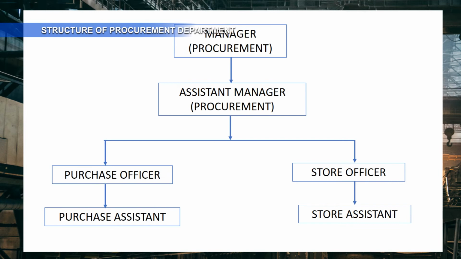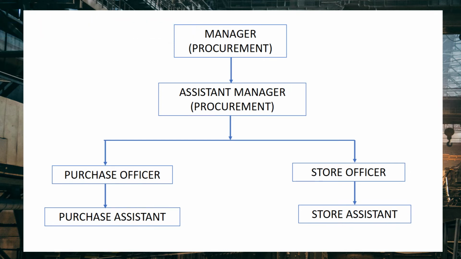This is a basic structure of a procurement department. The structure of a department may change from one organization to another. This is a chart. This I have taken from a book, and this I have made for better understanding. There is one procurement department, then supported by or assisted by an assistant manager, then one purchase officer, store officer, then you have a purchase assistant or store assistant. Please remember, this is not a constant thing. This may vary from organization to organization.